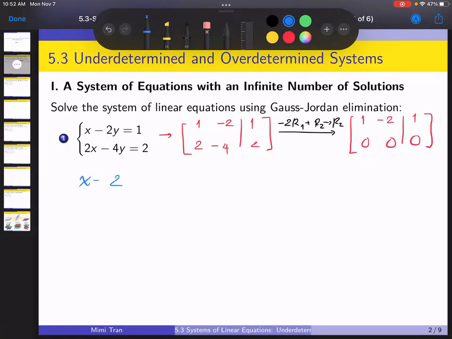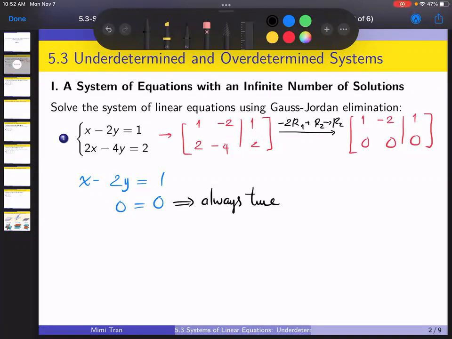If I plug this back into, if I plug x and y back, the second equation is what? It's 0 equals 0, right? Because 0x plus 0y is still 0, and the right-hand side is 0. Is this true? Is 0 always equal to 0? Yes, always true. That means this system has infinitely many solutions.